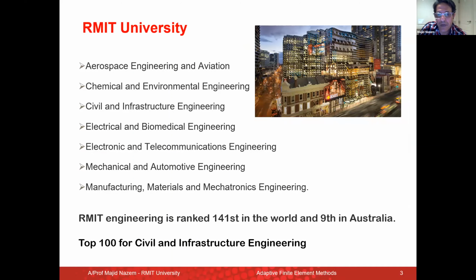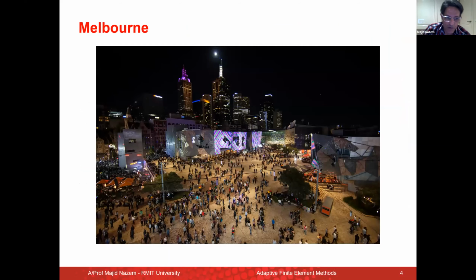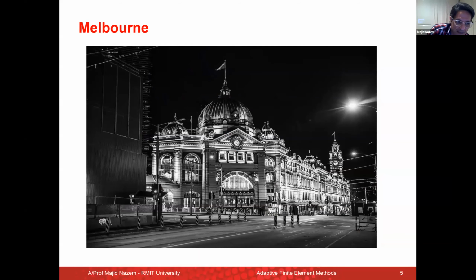My university, RMIT University, has 3 campuses in Melbourne, 2 campuses in Vietnam, and 1 in Spain. Based on QS World University rankings, RMIT Engineering is ranked 141st in the world and 9th in Australia, and its civil engineering discipline is amongst the top 100 disciplines. As you know, Melbourne is the capital city of Victoria, located southeast of Australia. This is a snapshot of Federation Square and its typical atmosphere in normal conditions. Those of you who have visited Melbourne before perhaps remember this place. However, the recent lockdown due to COVID has had a big impact on us. This photo was taken a couple of weeks ago around 7:40 p.m. And this is the Flinders Street station, just opposite Federation Square in the previous photo.